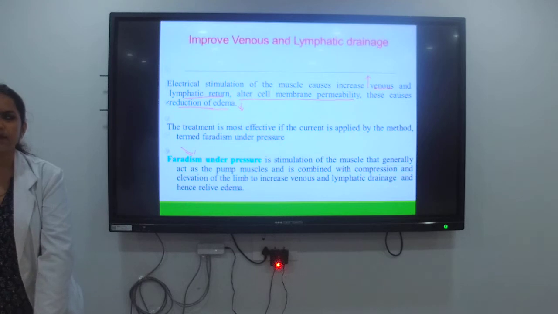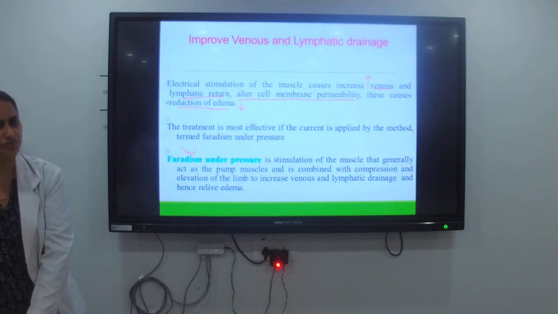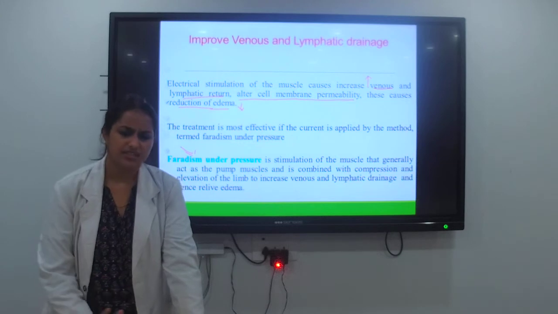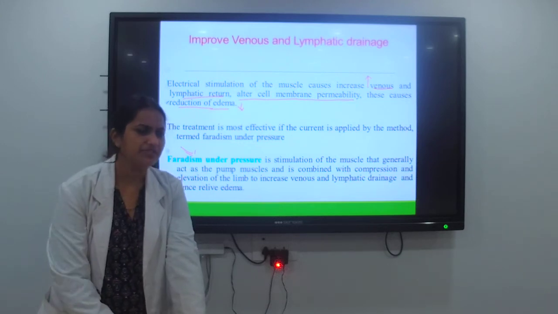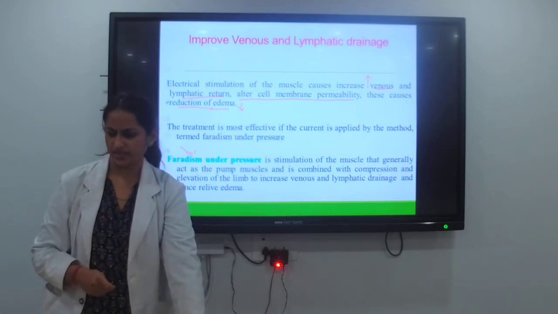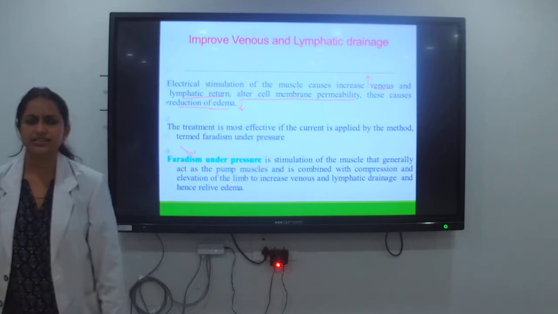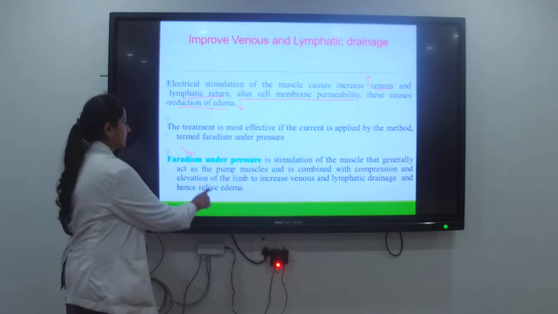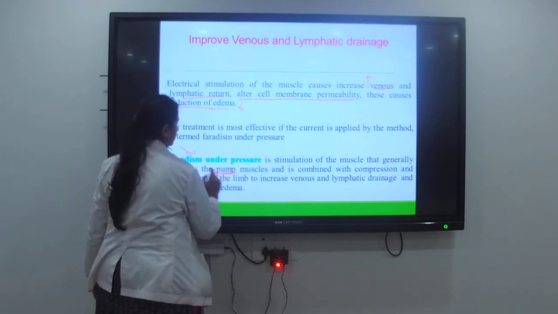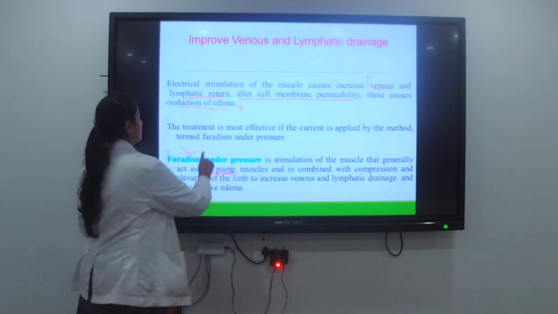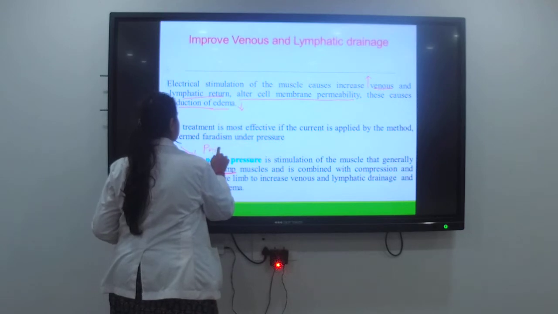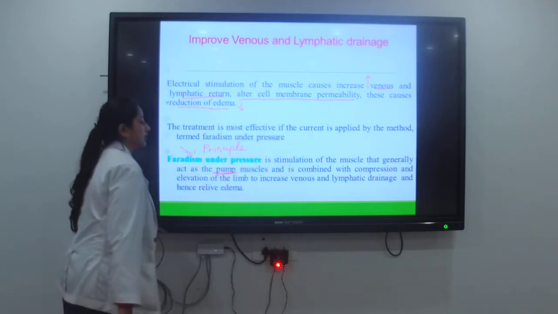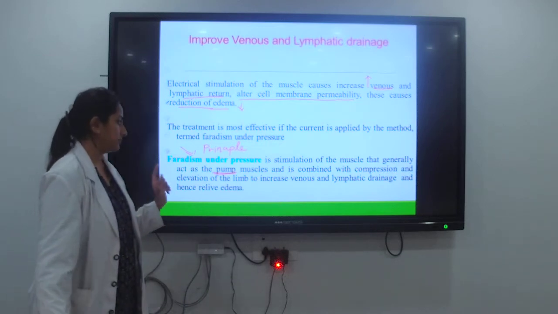If there is no crepe bandage, there is no elevation, and you apply the electrical stimulation directly, then it is specific, like your Faradic or galvanic treatment. And when you combine it with other things, what is the principle of this? This is the pumping effect. Okay, pump. This is the main principle. Now you just need to remember this.